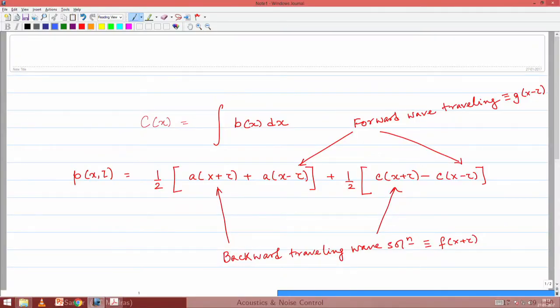Just there is the issue of negative sign, which essentially means that for the initial pressure condition the two waves will have the same amplitude even in terms of sign, whereas for the C wave you will see the forward wave and the backward wave will flip in sign.